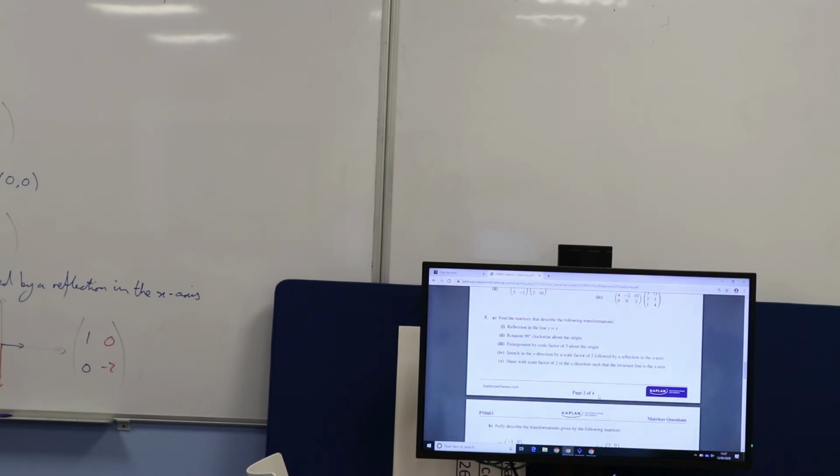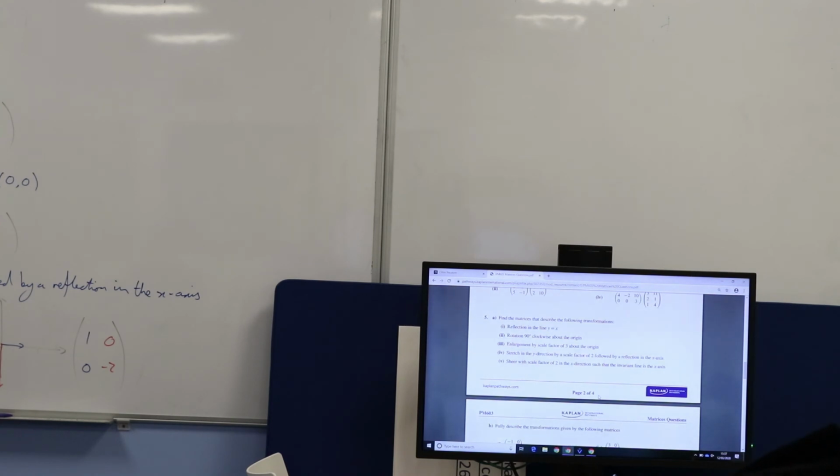So here, this was a stretch in the y direction. In other words, it happens vertically upwards. If I shear something, it means I still pull it in that direction, but I kind of pull it off at an angle. So instead of going in the same direction as the y, I pull it off at an angle. So you can see here that I'm shearing it in the x direction, with a scale factor of 2, such that the invariant line is the x-axis.